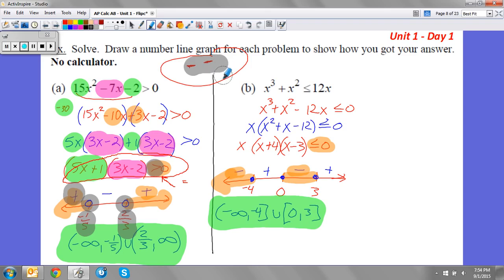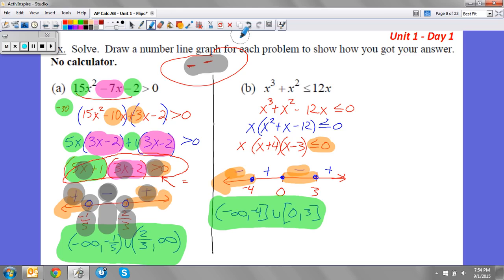If I were to do test points on these other intervals, I would get a negative and a positive. Let me show you how I would get the negative, and then you could do the positive on your own. The best test point to test between a negative and a positive number is 0. So when I plug in 0 here, I get positive because I get positive 1. If I plug 0 in here, I get a negative because I get negative 2. So positive and negative, that's why we get a negative there.